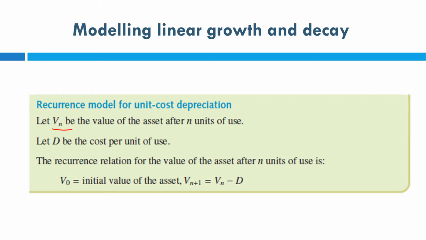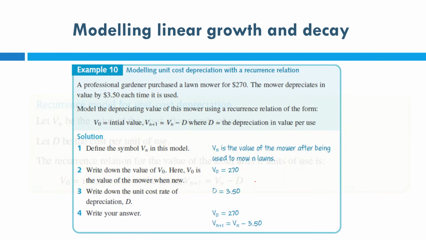Let V of n be the value of the asset after n units of use. Let D be the cost per unit of use. So the recurrence relation of the asset after n units of use is the initial value V of 0 here, and V of n plus 1 equals V of n minus D. So we're using the same as we used before, except that the depreciation, the D, we're not dividing by 100, the interest rate, because we haven't got a set interest rate here because we're talking about use each time.